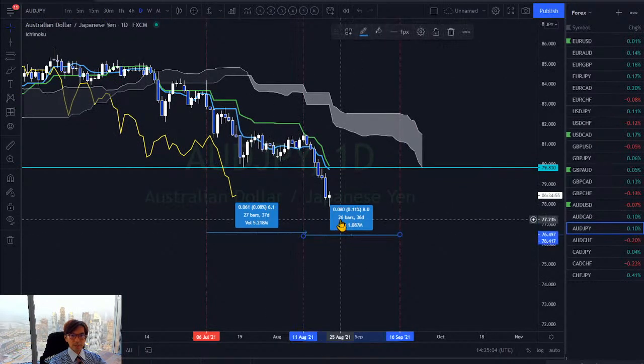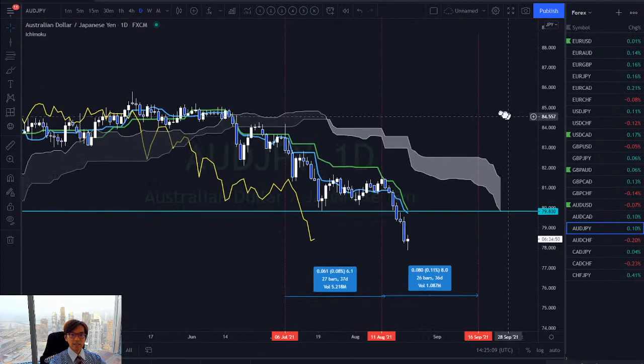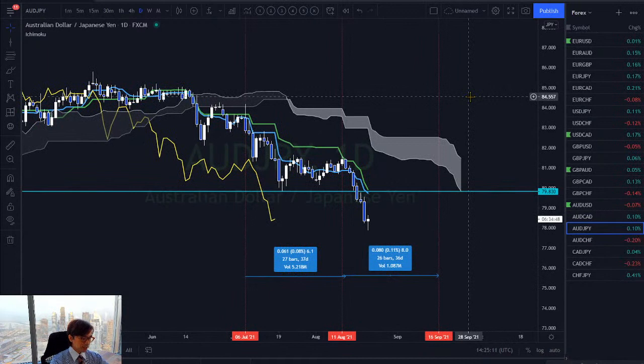So here is AUD JPY, and this is on the daily chart. As I mentioned before, the retracement to Kijun-sen tends to be 26 candles. On this daily chart, the previous resistance by the Kijun-sen was on the 6th of July, and the next bounce happened on the 11th of August. In between, there were 27 bars, so 27 trading days the market has been below the Kijun-sen.